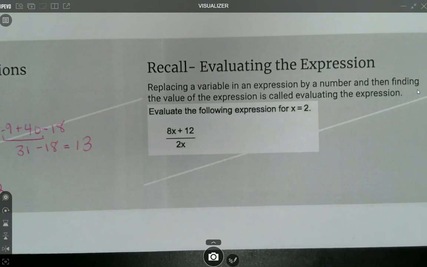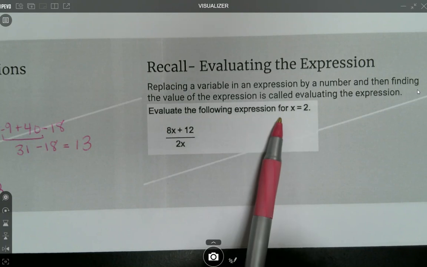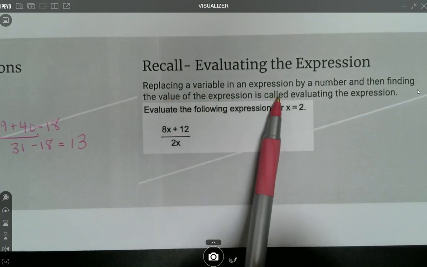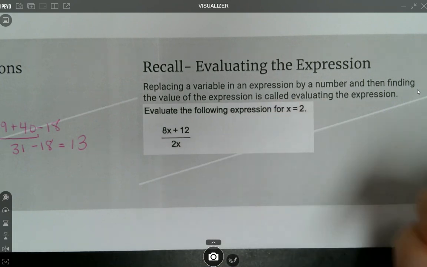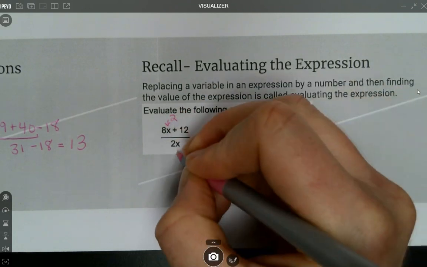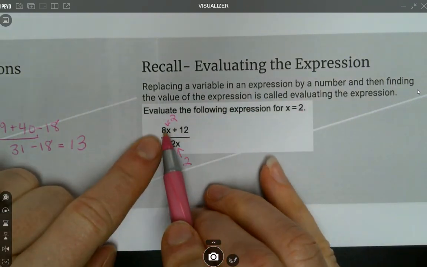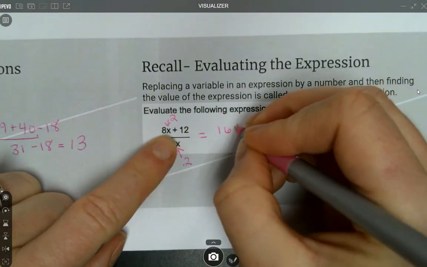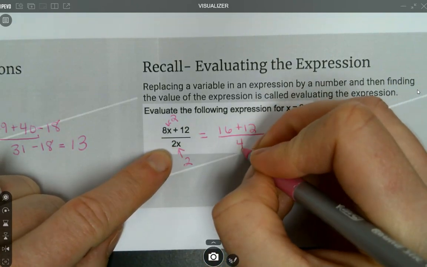Evaluate an expression. So whenever you have a problem where it says evaluate the expression for x equals some number, you're going to replace the variable in the expression with a number and then find the value of the expression. So instead of writing x, I'm going to substitute in a 2 here and a 2 here, and that's a multiply. So I can do 8 times 2 is 16 plus 12 over 2 times 2 is 4.